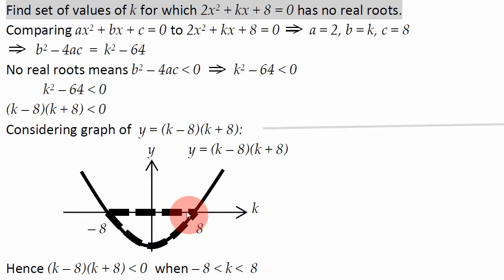So basically, the values of k for which this function has no real roots is between minus 8 and 8, like I've written here. Minus 8 is less than k, which is less than 8, between those two.